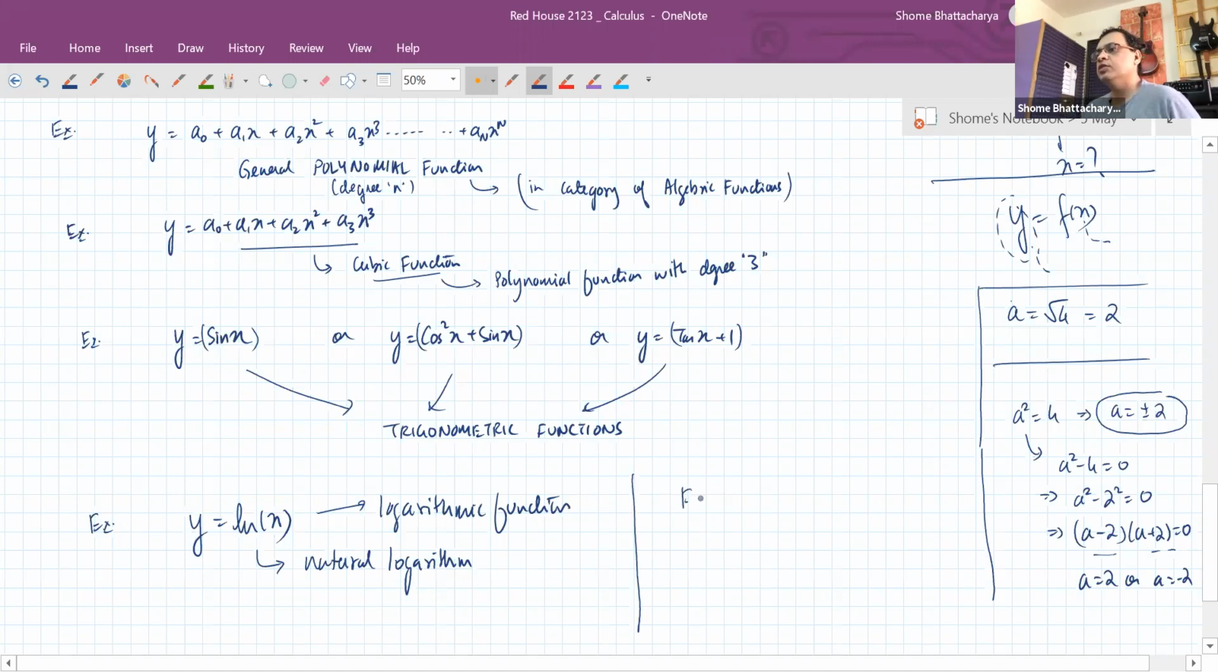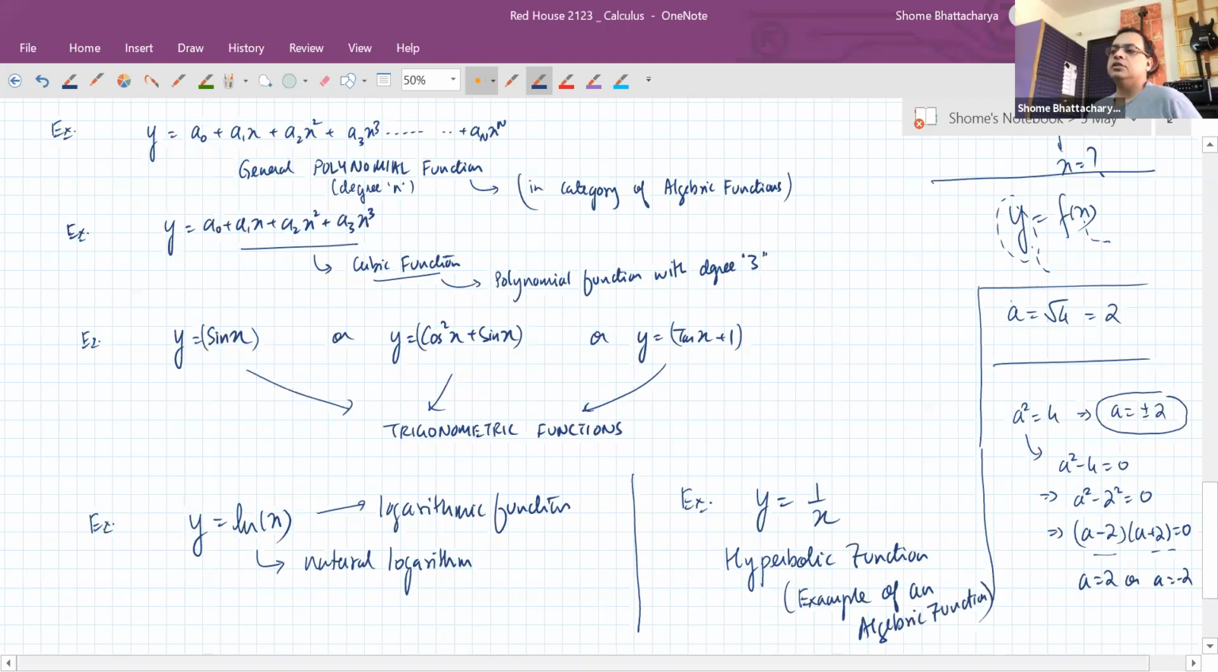Another common example is, for example, the function y is equal to 1 by x. Okay, so this is an example of an algebraic function, and if you know the word already, it's called the hyperbolic function. Okay, don't get confused or psyched by the big terms that we are using. These are things that you will get used to as we learn more about mathematics and physics. Okay, so it's again an example of an algebraic function. This also comes in the broader category of algebraic functions.